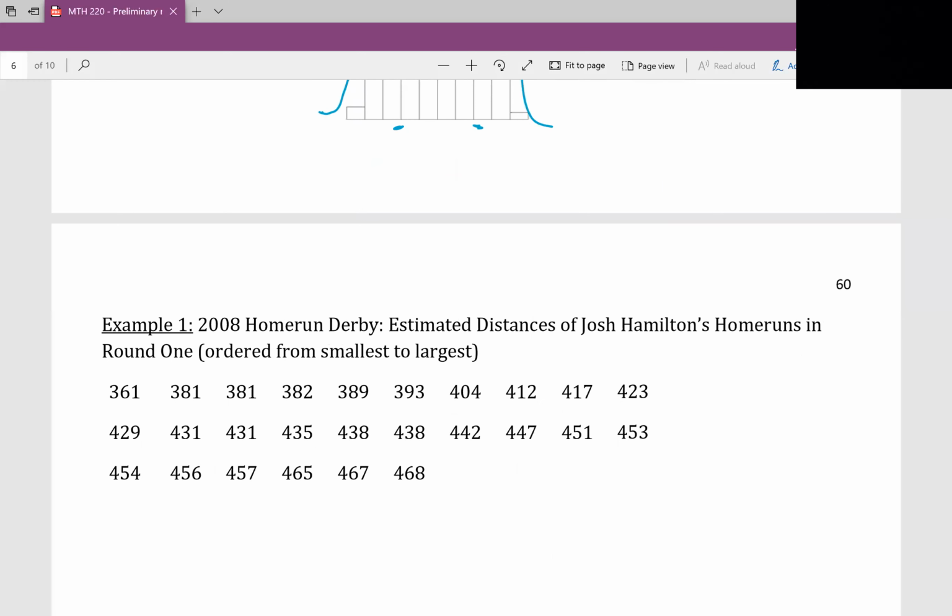All right, so what I have for these next couple pages is just looking at histograms and talking about them some. So example 1, 2008 home run derby, estimated distances of Josh Hamilton's home runs in round 1, ordered from smallest to largest. So if we were to collect the median, it's already ordered from smallest to largest for us. That's nice.